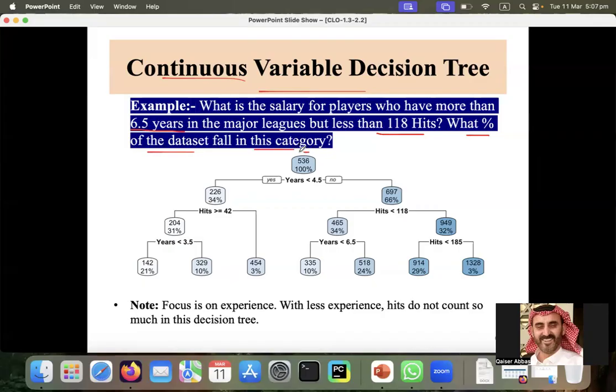So initially, you can see here, you will keep the whole data set at the root node. This is giving you the information. This is 100% of the data set. This tree sometimes has missing information or whatever. But suppose that this 536 is the total number of players.